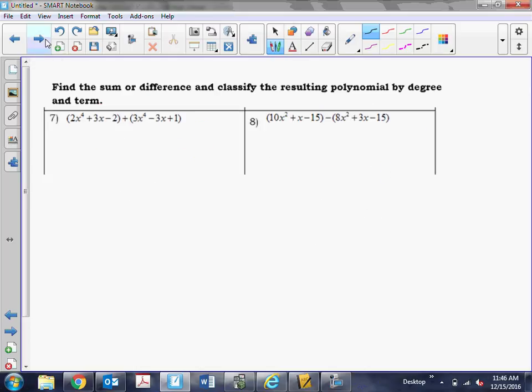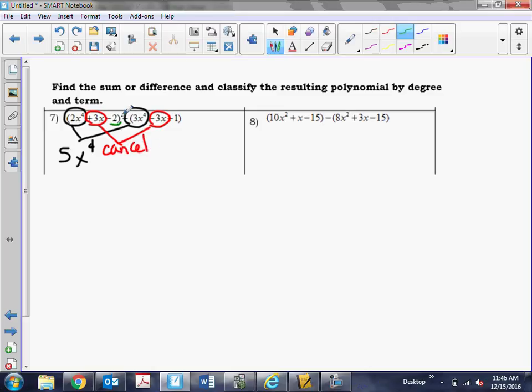Let's look at two more together, and then I'm going to have you guys practice a little bit on your own. So if I look at number 7, again, I am adding them, so I'm going to combine my like terms. So I have this 2x to the 4th and this 3x to the 4th. If I combine those, they end up giving me 5x to the 4th. I also see that I have a 3x and a negative 3x. Well, those will cancel. So I do not write them in my answer.